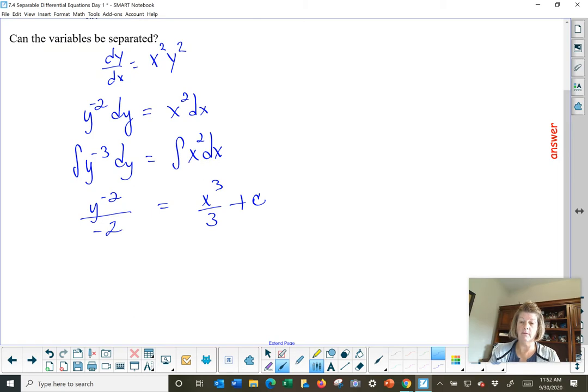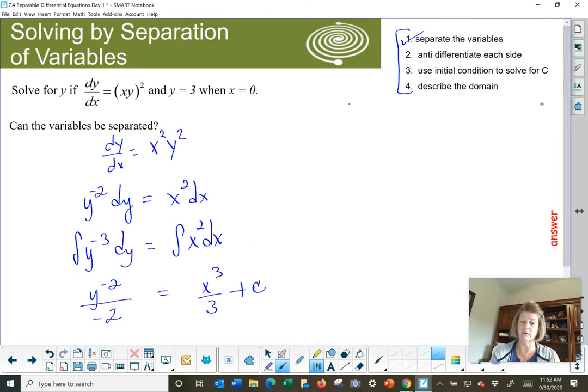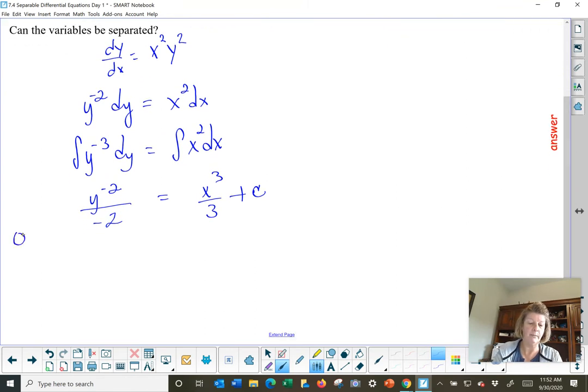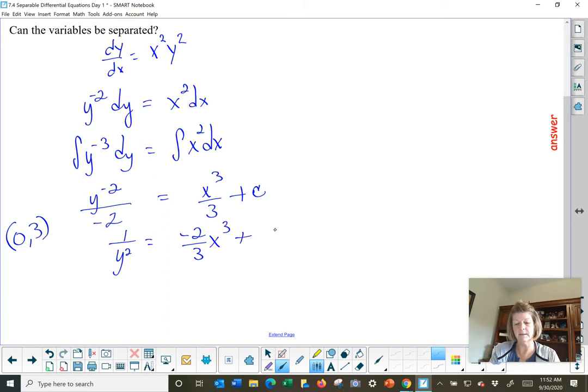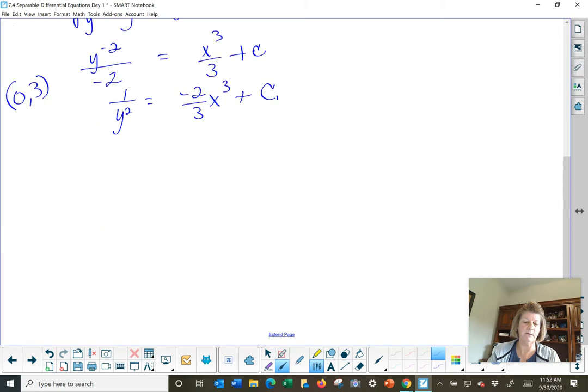And now last step is I just need to solve. Oh, I didn't even catch that. We do have an initial condition. So 0, 3 is our initial condition. I think I'm going to do one more step before I solve for that. So I'm going to have 1 over y squared equals, I'm going to multiply both sides by negative 2. So I'll have negative 2/3 x cubed plus some new c value there. I could call it c sub 1 if I wanted to.